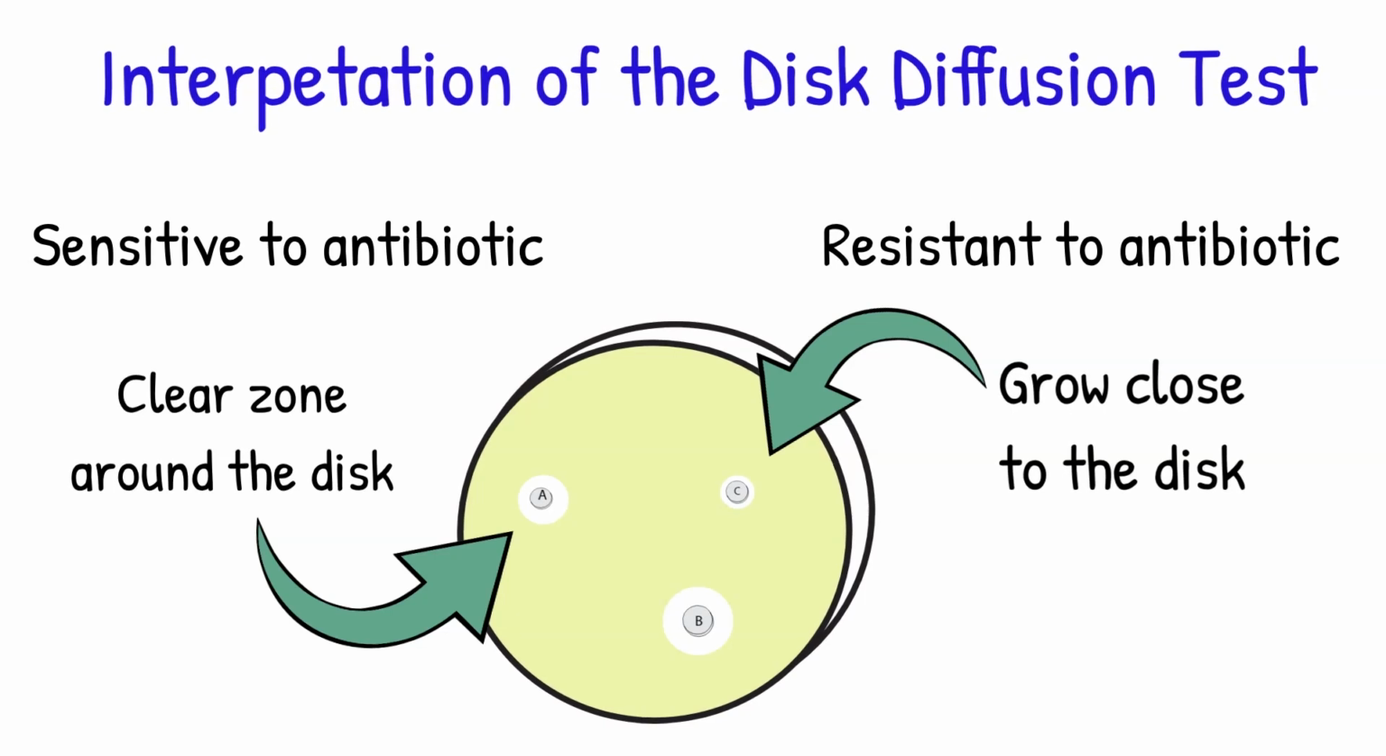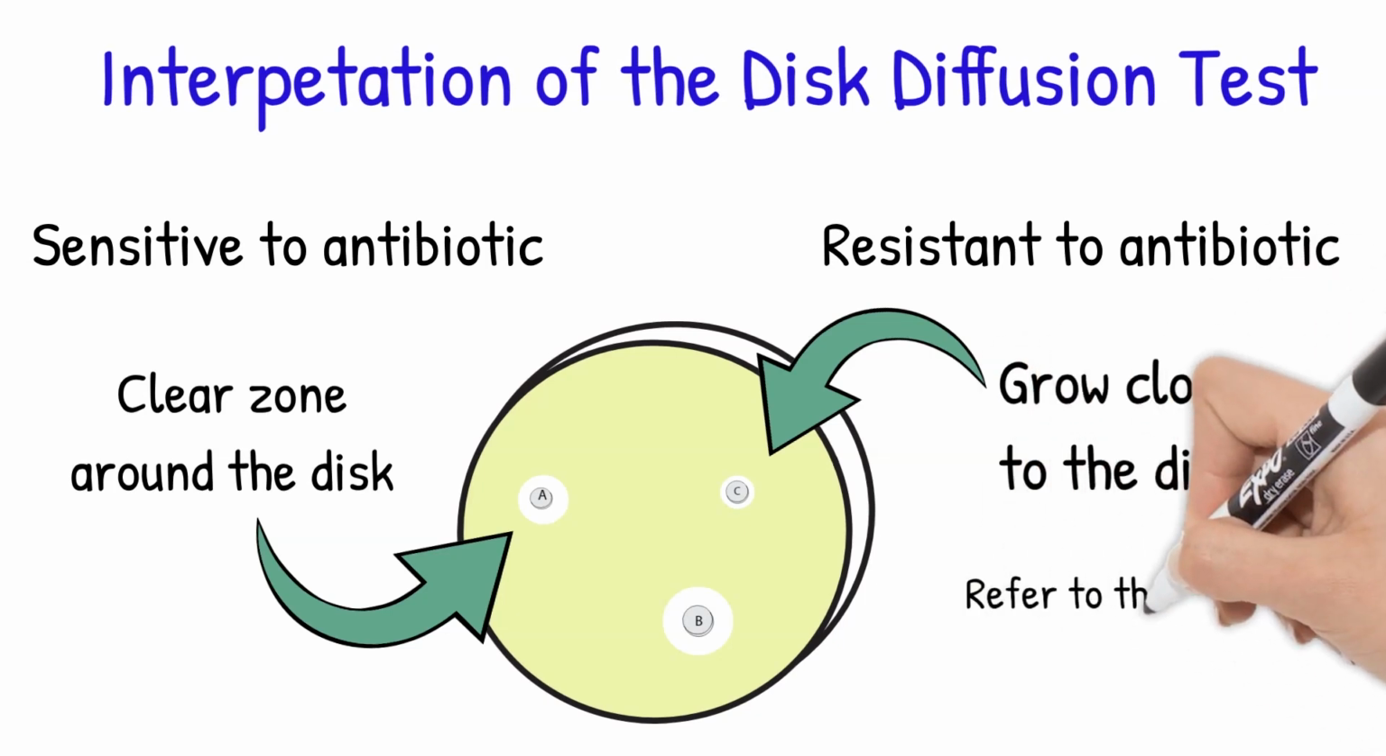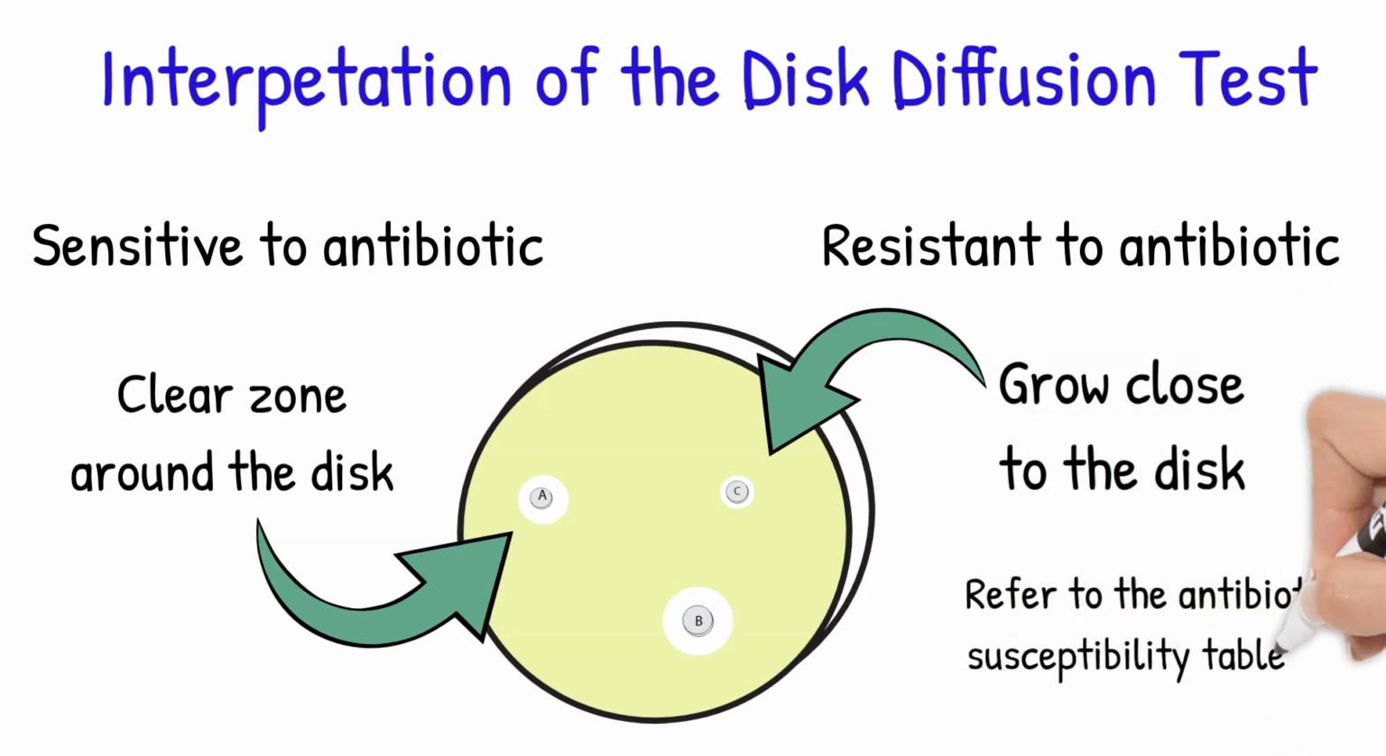of inhibition or the zone around the disc. We will have to measure the inhibition zones and compare them to the table established by CLSI and FDA to determine whether the bacteria is susceptible, intermediate, or resistant.